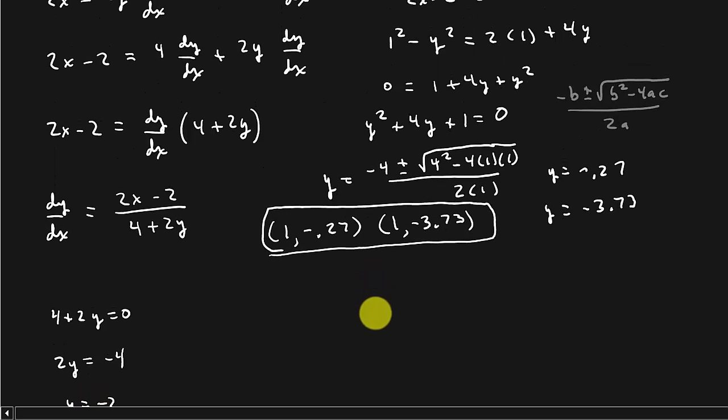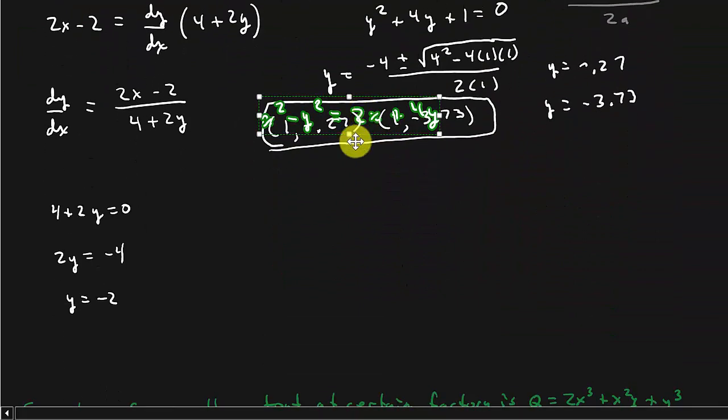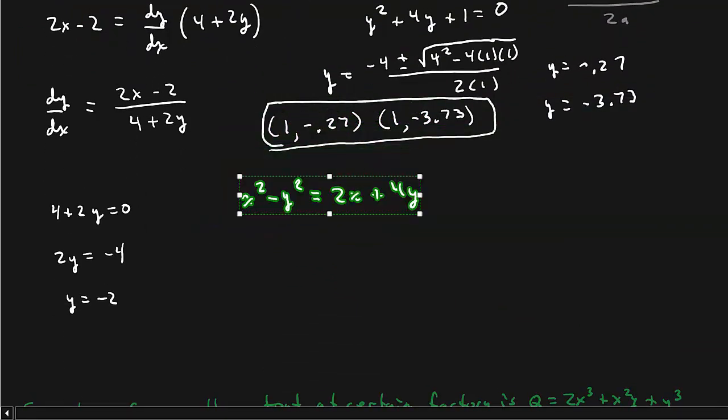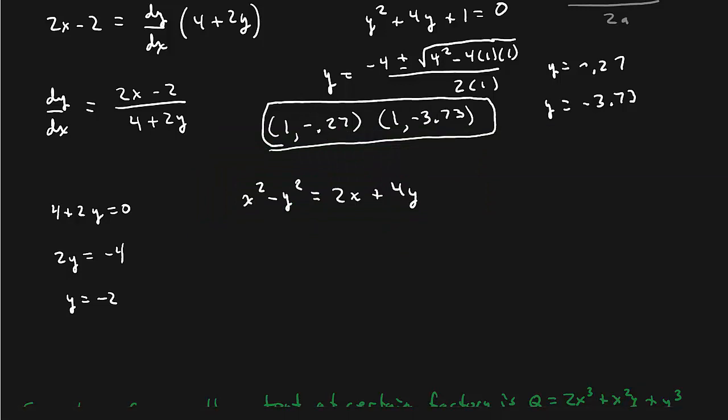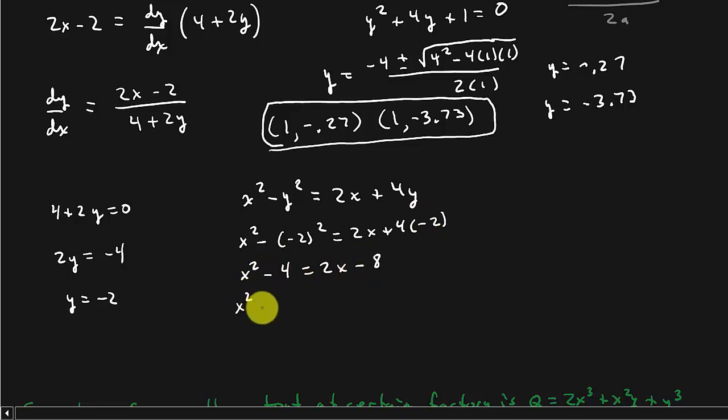All right, so what I'm going to do now is take this, let me bring this down here so we can see it. We're going to basically do the same thing. There's my equation. So now we need to take the negative 2 and plug it in for y. So I get x squared minus negative 2 squared equals 2x plus 4 times negative 2. So x squared minus 4 equals 2x minus 8. And so I get x squared minus 2x plus 4 equals 0.